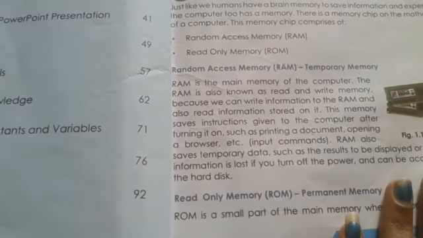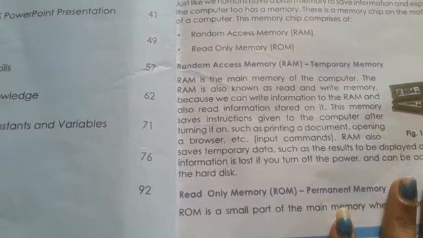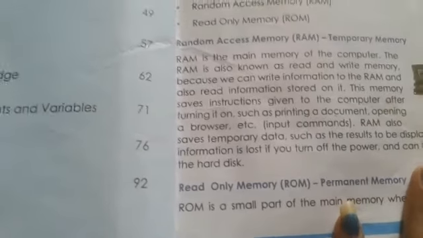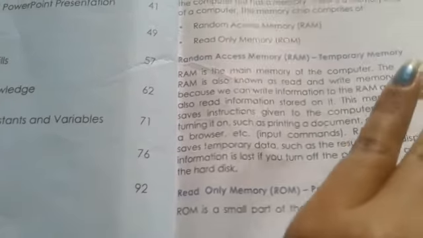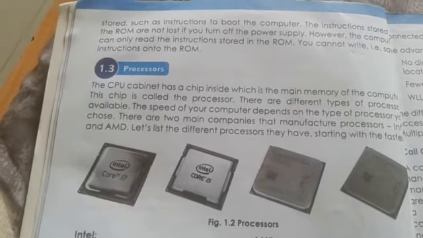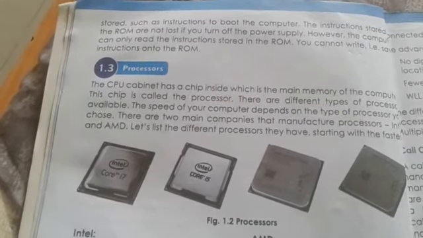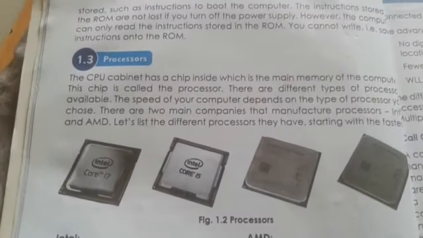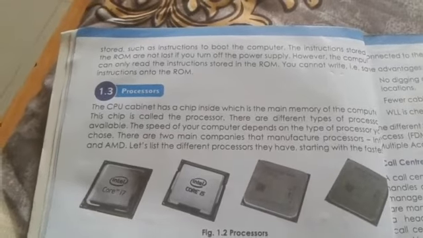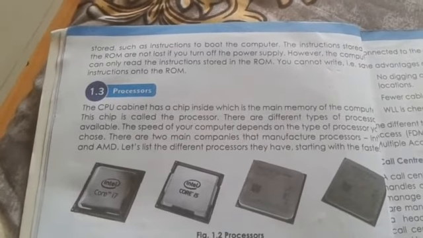Then next is read only memory, ROM. ROM is the small part of main memory where important instructions are stored. When your power supply is off, your data will not be lost. So ROM can save permanent instructions and data, and in RAM your data is stored temporarily.